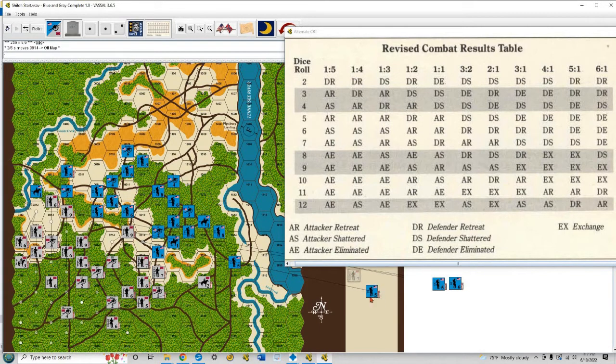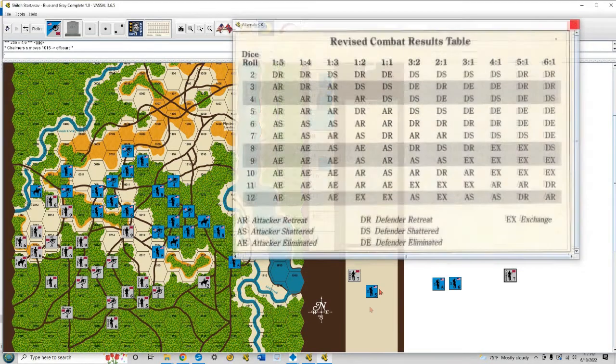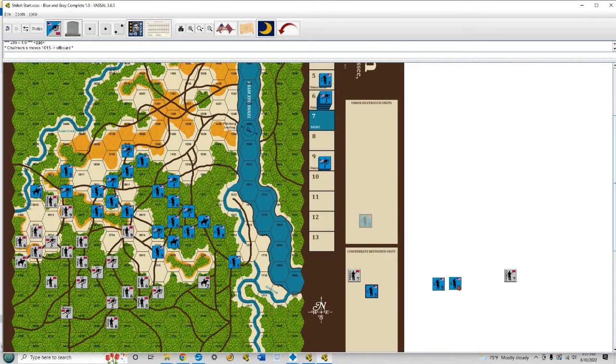Unfortunately, that's going to be rough on this guy here. And another 1 to 1, 10. Attacker is shattered, so we've got a shattered attacker there. Okay. Let's clean it up. Move everybody where we need to move them. We've got eliminated and eliminated. We've got shattered, and we've got a shattered here.